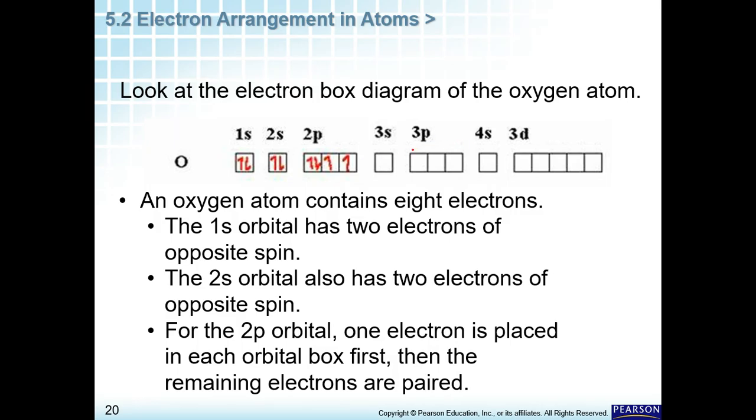Another example is here, up over here, 3p. All 3 of these boxes have the same amount of energy, so you would have to put an arrow up in each before you are allowed to pair down. Same thing with a 3d. All 5 of these boxes have the same energy, so you would have to put an arrow up in each box before you are allowed to pair down.